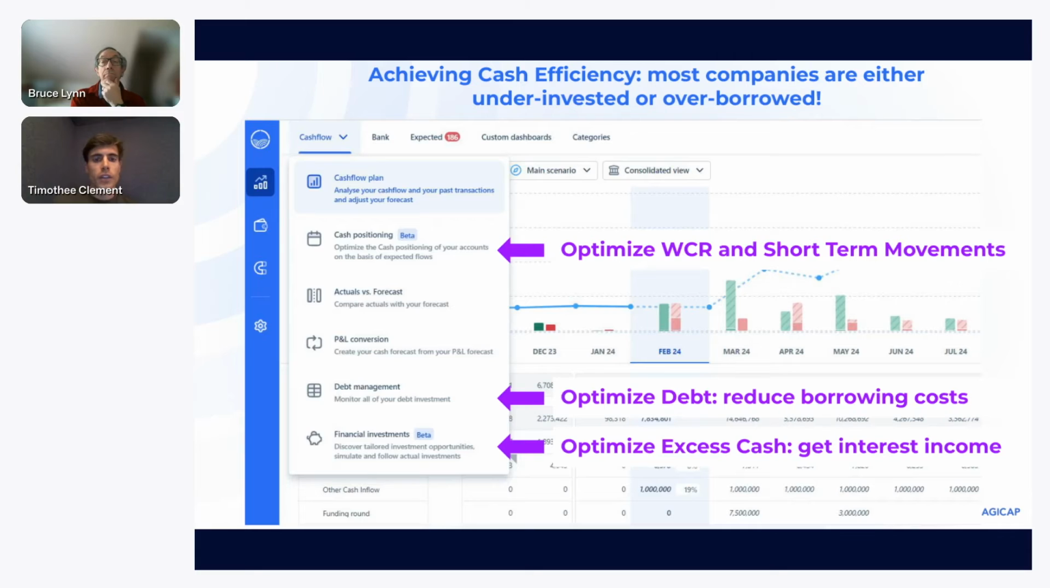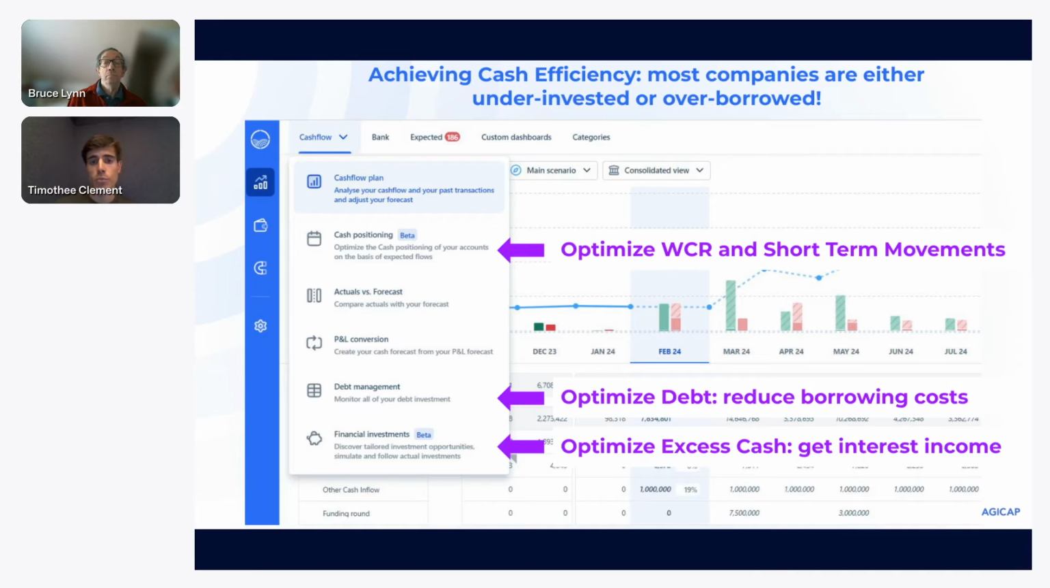Summarizing, the objective of such a solution and of proper cash forecasting is to achieve cash efficiency with three main levers that also translate into three separate modules in the platform. In the short term, with daily and weekly views, optimizing operating cash flow, the working capital requirement, and those short-term movements to make sure we can finance the business with operating cash flow, the cheapest source of funding for your business. And in the medium to long term, also playing with the borrowing costs.